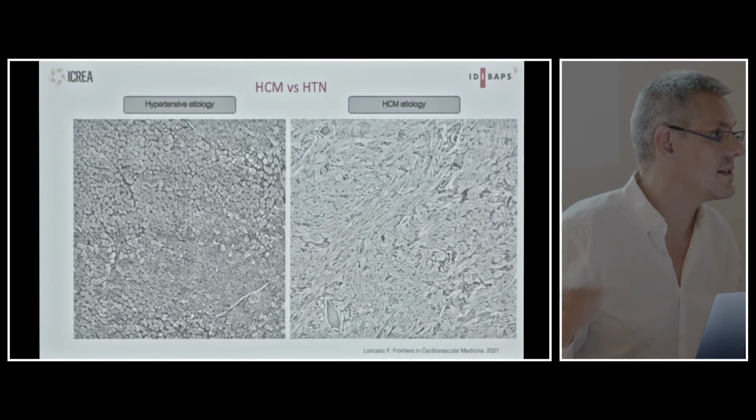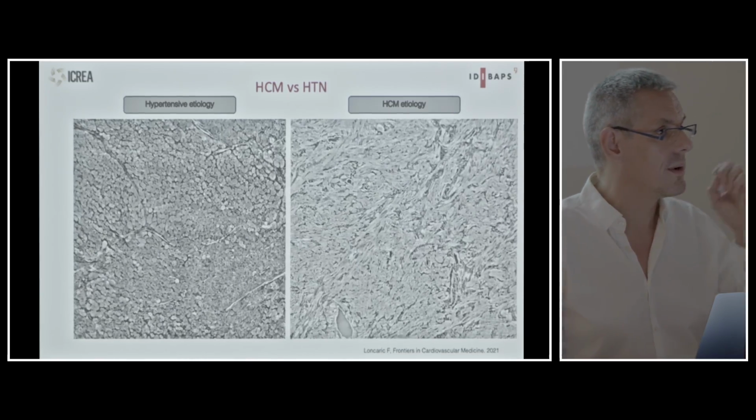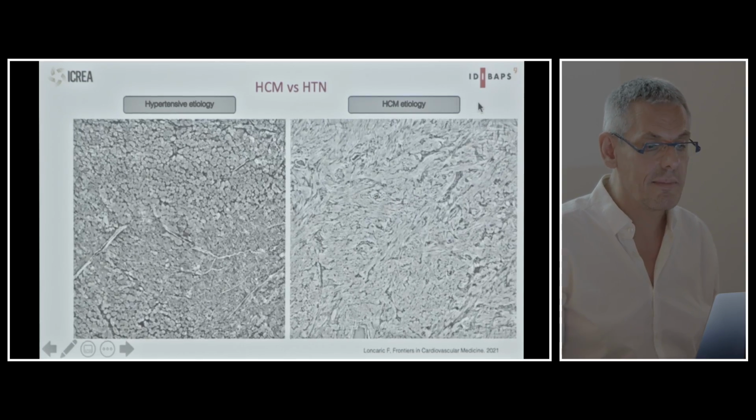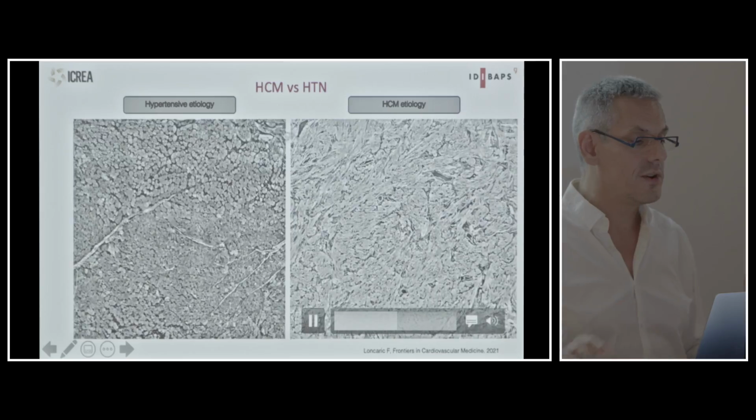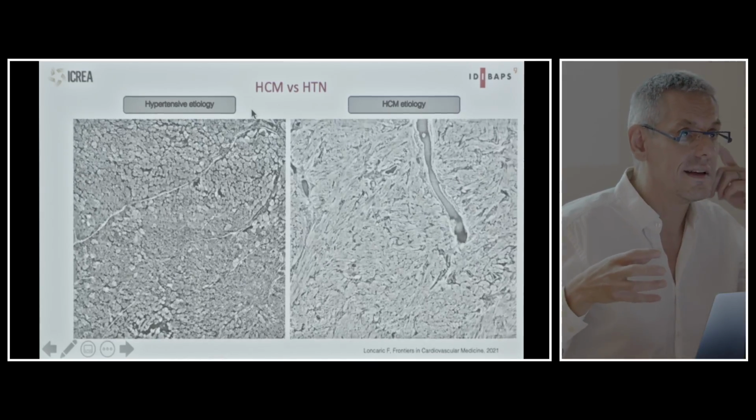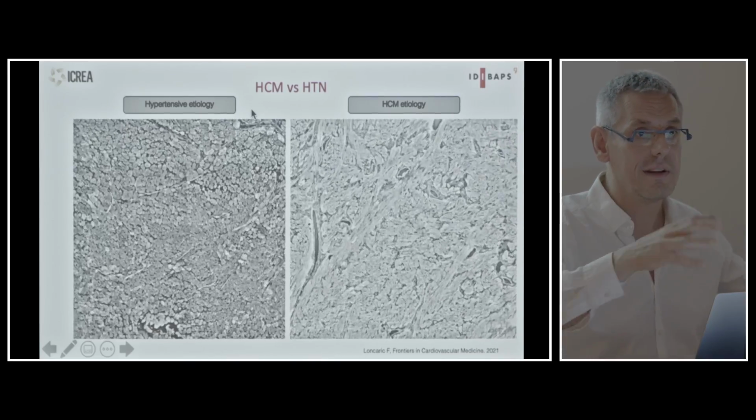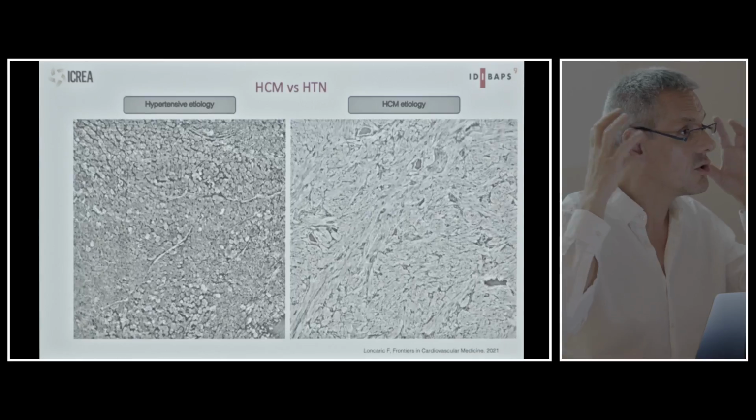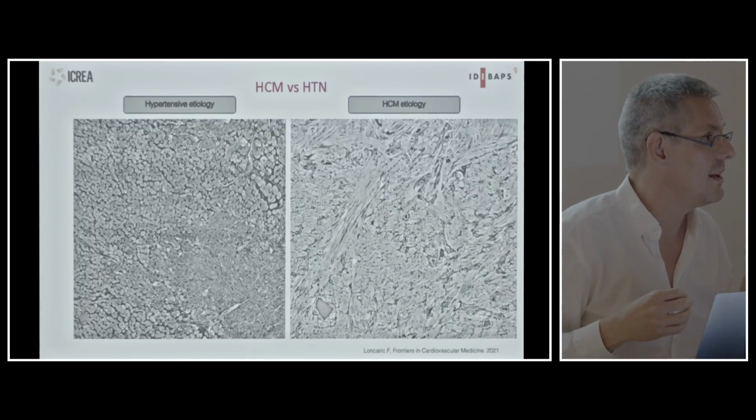So these are the synchrotron images from this tissue that was taken away. Here you see this is the hypertensive patient, this is the hypertrophic cardiomyopathy patient, and in this hypertensive patient, you see all the myocytes are nicely aligned. We know myocytes have a certain alignment. I'll come back to that in a minute. But you see all the myocytes in the same direction. This is super important in order to get normal deformation.